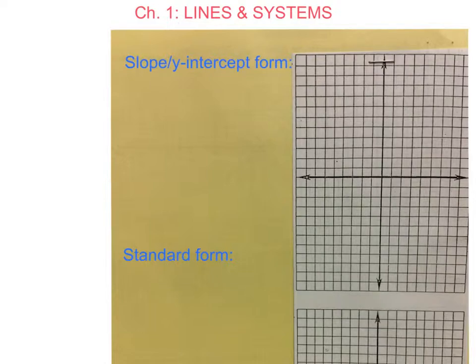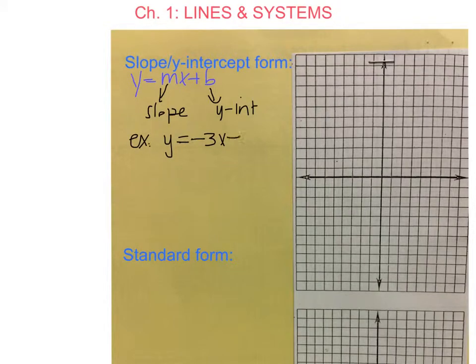Most times you'll see the equation of a line in slope y-intercept form. This form is y equals mx plus b. In this form, m stands for the slope of the line, and b stands for the y-intercept. Those are the 2 numbers you're going to see in the equation. For example, y equals negative 3x plus 5 has a slope of negative 3 and a y-intercept of positive 5.